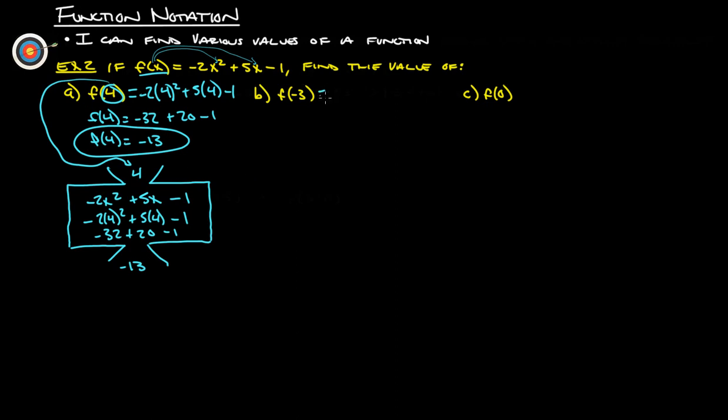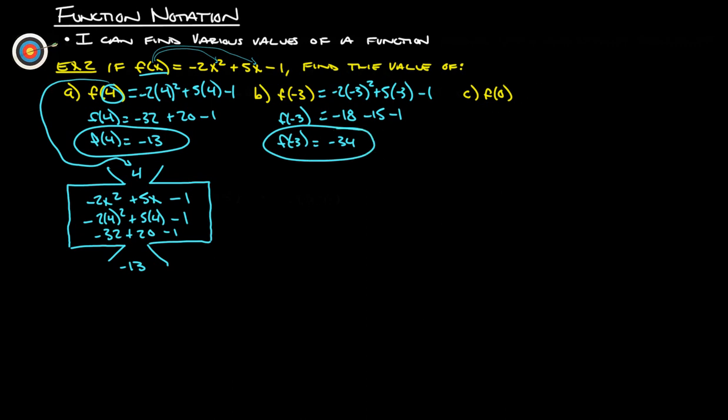Okay, this one here, f of negative 3. Wherever I see x, it's now turning into negative 3. So negative 2 times negative 3 squared plus 5 times negative 3 minus 1. Negative 3 times negative 3 is positive 9, times the negative 2 gives us negative 18. 5 times negative 3 is negative 15, and that's negative 1. So f of negative 3 is going to be what? Negative 33, negative 34.